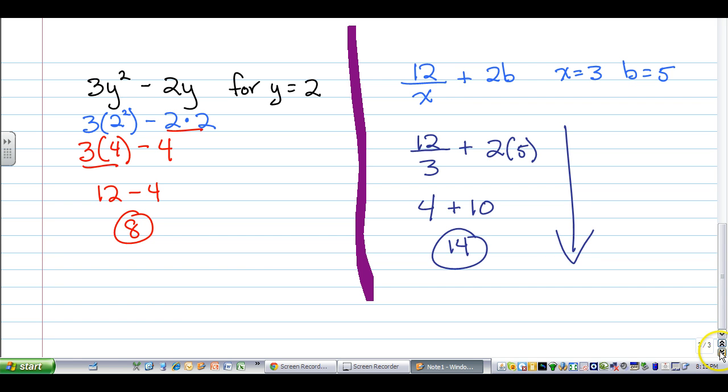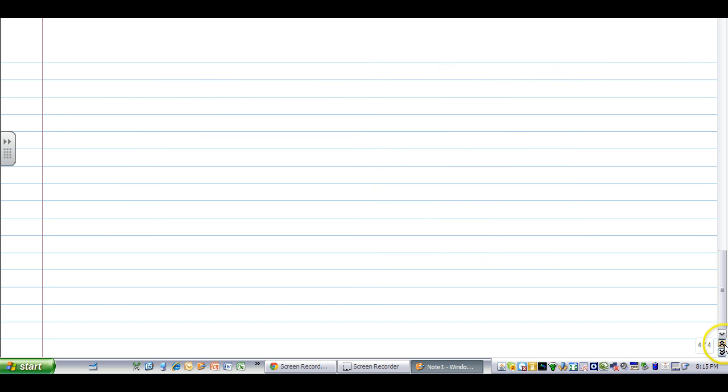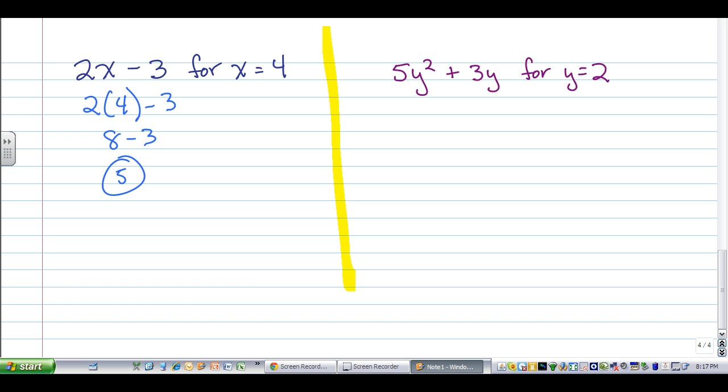All right. Let's try some at your pace. All right, go ahead. We'll start off with this one. Copy the problem down. Replace your variable with the number. Follow PEMDAS and solve. Go ahead and pause, and when you're done, click the play button. Did you get it right? If you didn't, pause and take a look and see what you did wrong.